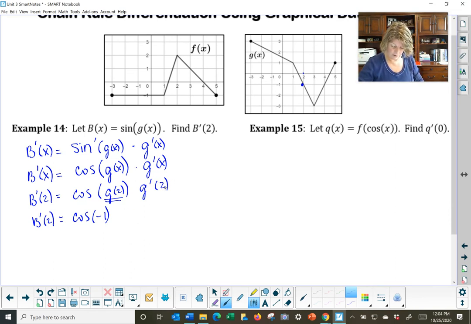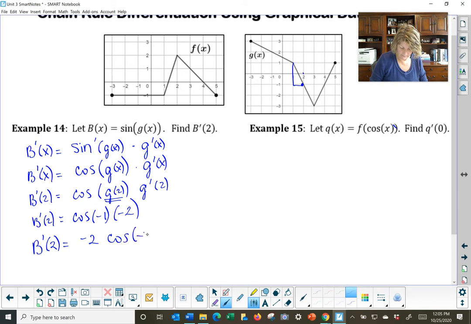G prime of 2 is asking for the slope along here. That's a down 2 over 1. That is a negative 2 slope. And we are going to leave our answer as negative 2 cosine of negative 1. This is an okay domain value. That's fine. I just don't know the value of it. You could get it in your calculator, but not necessary.